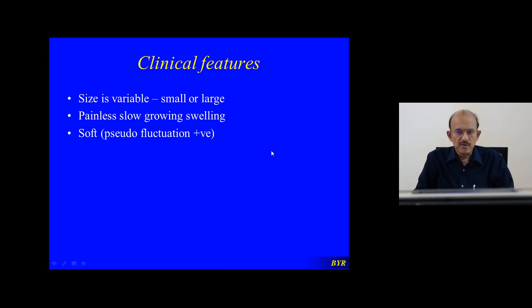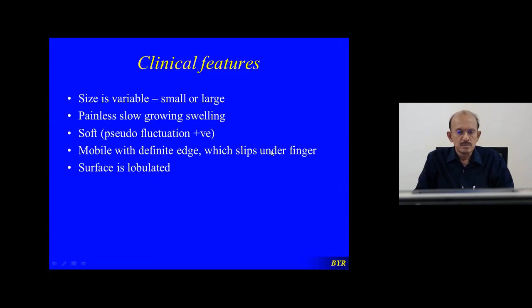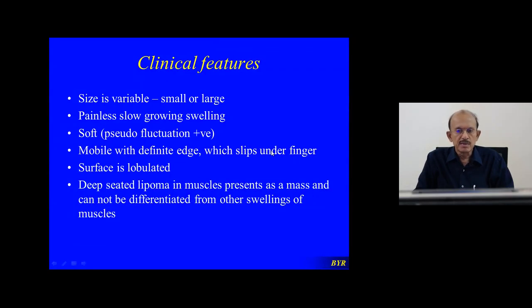Sometimes it may be very soft, then pseudofluctuation may be present. It is mobile with a definite edge which slips under the finger. Surface is lobulated. Deep-seated lipoma in muscles presents as a mass and cannot be differentiated from other swellings of the muscles. It may be multiple.